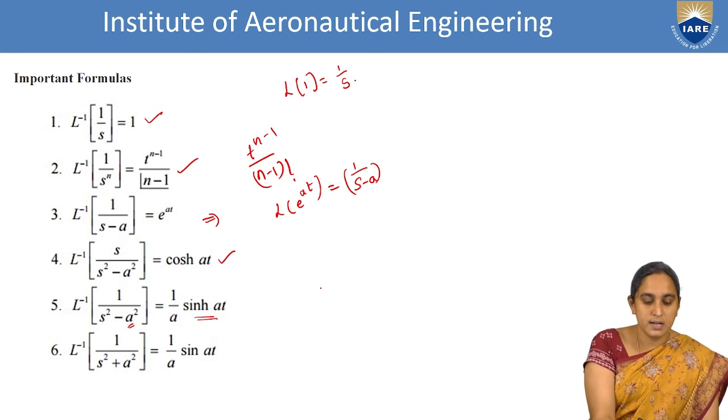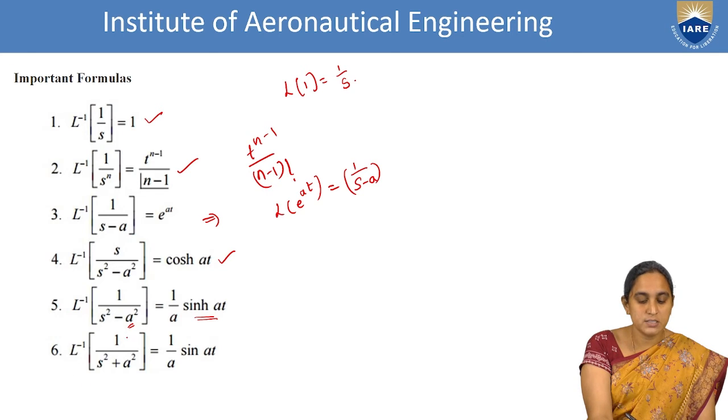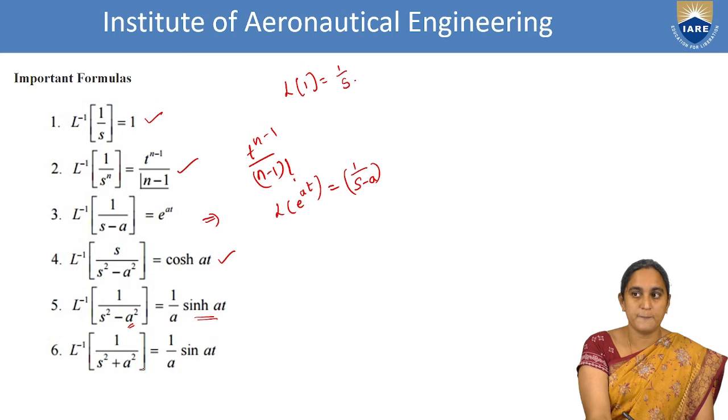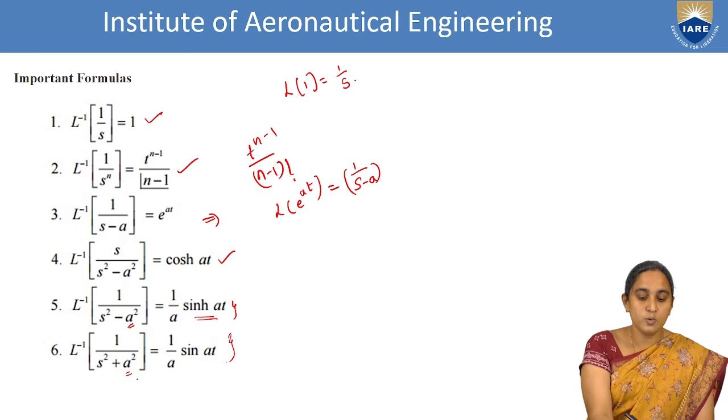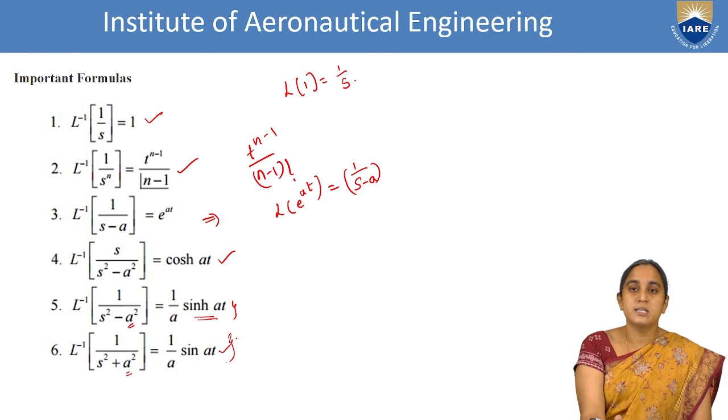And the sixth formula: Laplace inverse of 1 by s square plus a square. That formula is 1 by a into sin at. What is the difference between these two? Here the denominator is negative, and here the denominator is positive. If the denominator is negative, then we take the function as hyperbolic, that is sin h at. If the denominator is positive, then we take it as sin at.